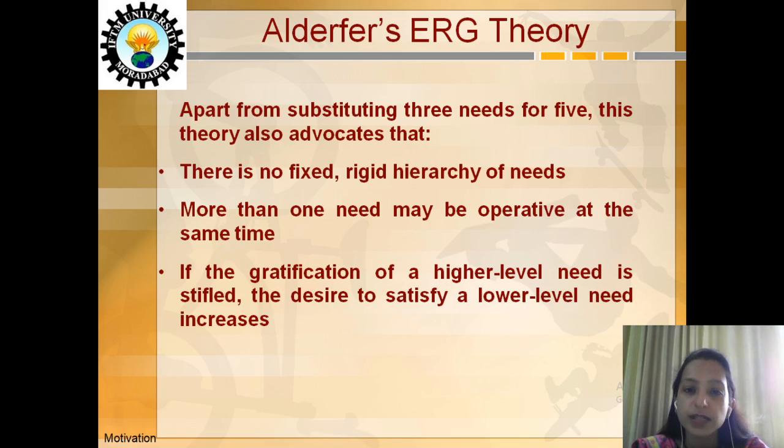For example, if a person has a need to buy a car, and the other need he has in his mind is that he wants to own a house. See, the car is a matter of a few lakh rupees, and a home may be a matter of many more rupees, but a person needs to assess which level need is more important to him or her, whether he should save money to buy a home first because that is the priority, or he may buy a car and keep the need to buy a home for later. So if the gratification of a higher level need is stifled, the desire to satisfy a lower level need increases.